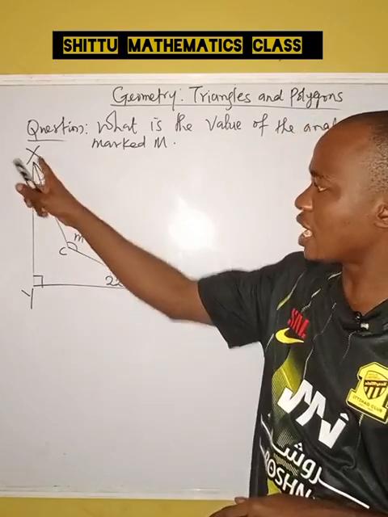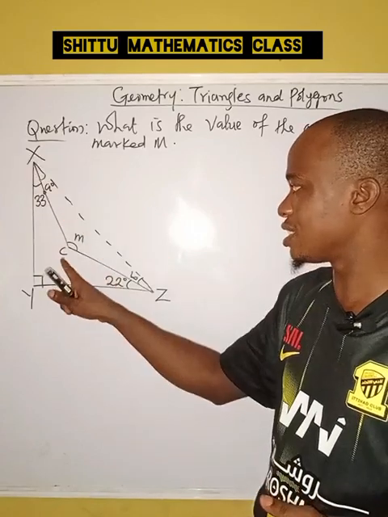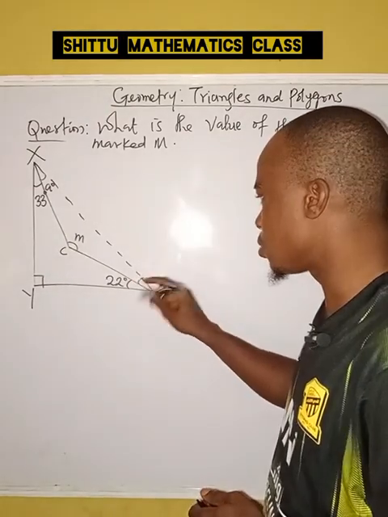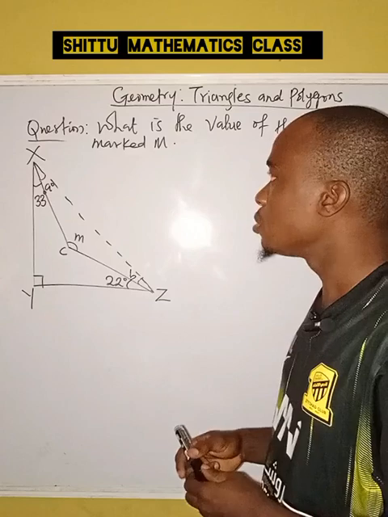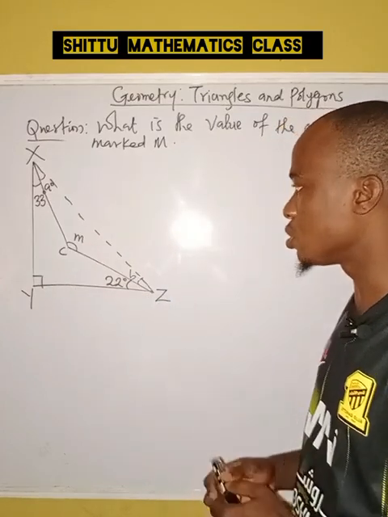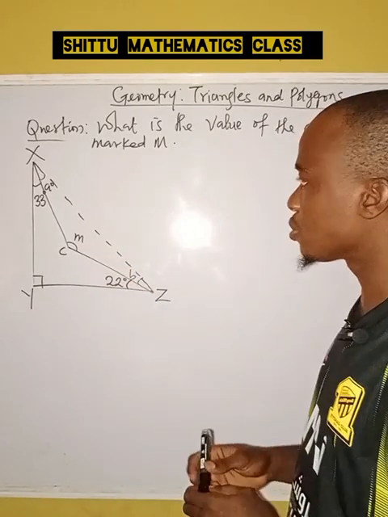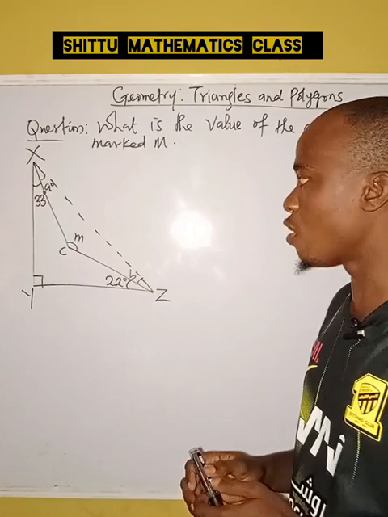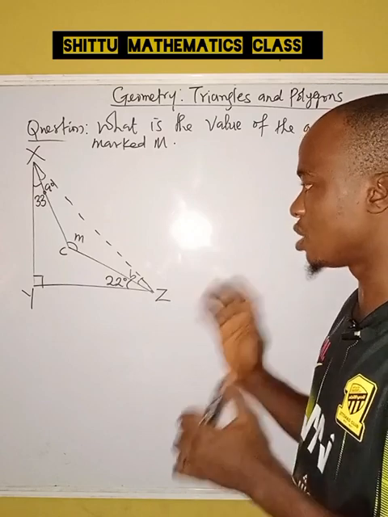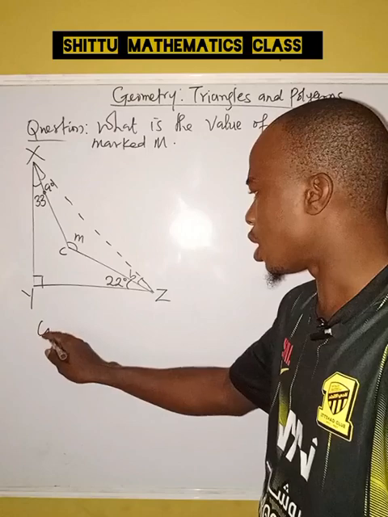So we have X, Y, Z, and we have another triangle, X, C, Z. So this is B here. We have this place to be B. This is B. So now the question asks us to find the angle marked M. So what are we going to do? I'm going to be explicit enough to make sure that everything we are going to be doing here is understood, right?